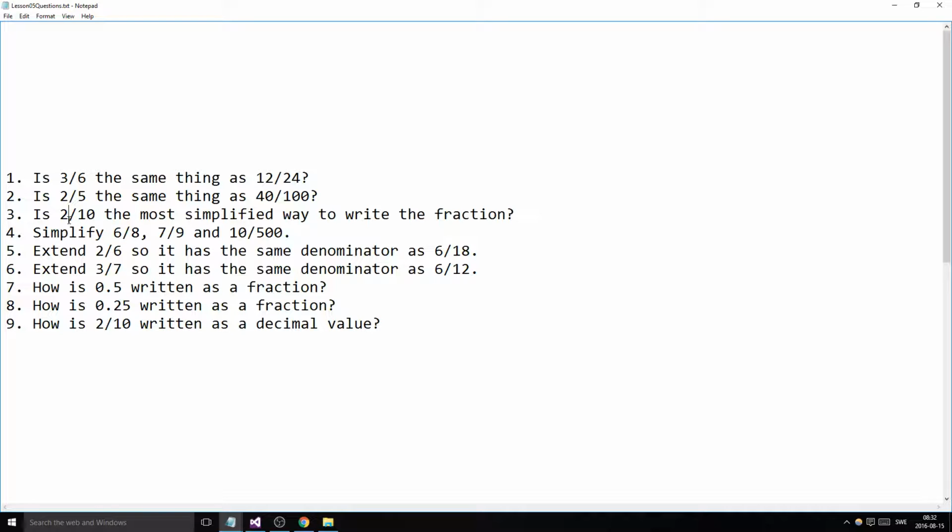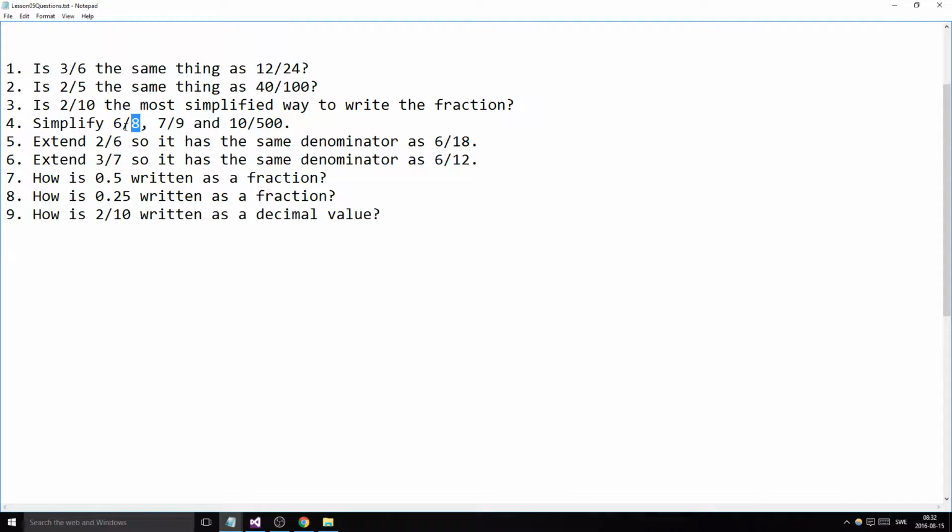Like shorten it down. So 1/5 is the same, right? We divide both sides by 2, and we get 1/5 because we can. There are some scenarios when you can't, and then that's the most simple way to write it. But at least check, see if you can. So yeah, 1/5. And then here we go. We got some simplify questions. So simplify 6/8.